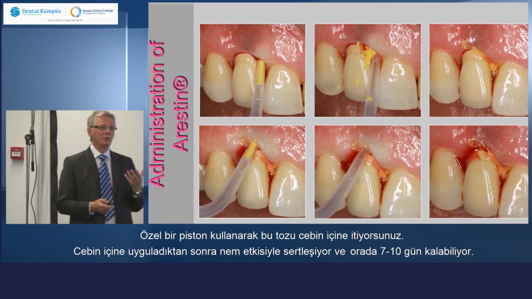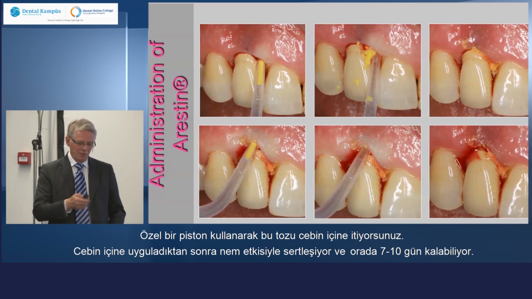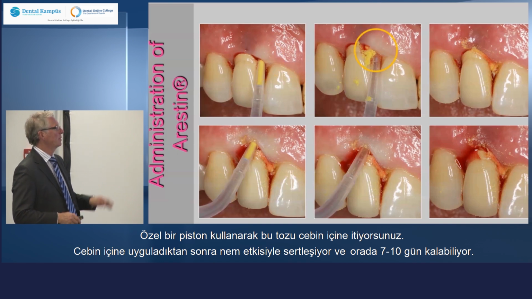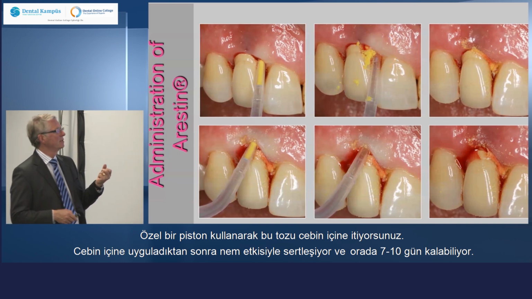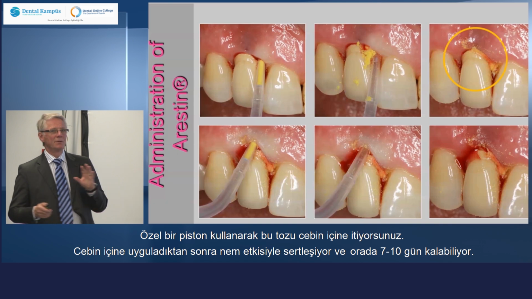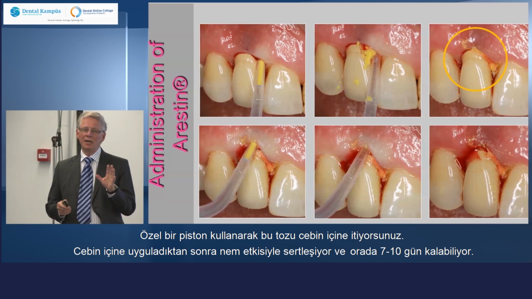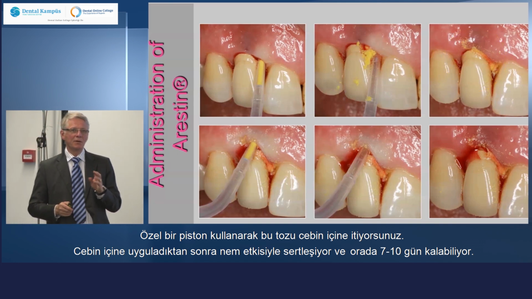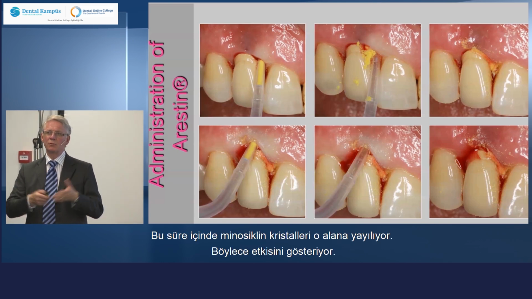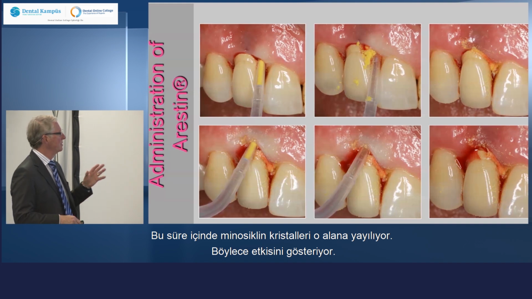You are using a specific plunger. You are pushing this powder down into the pockets. When it gets into the pocket with the moist, it gets a little bit harder, and it stays there for something like 7 to 10 days in this area. And during that time, the minocycline is dispersed in the area, and this is the effect you have.